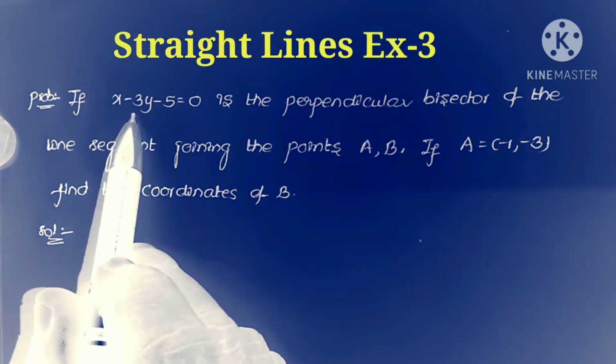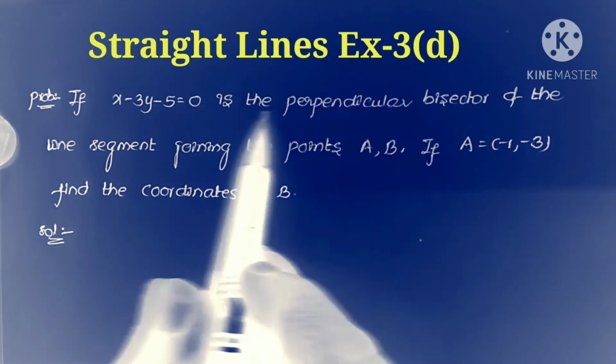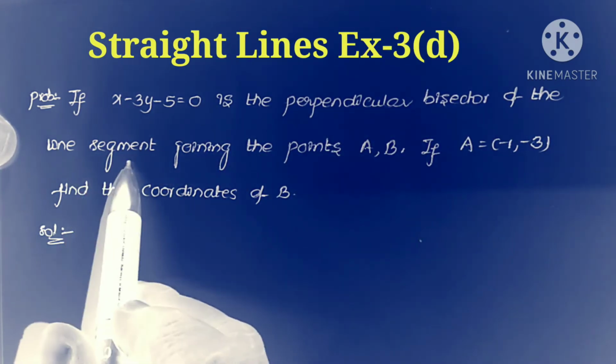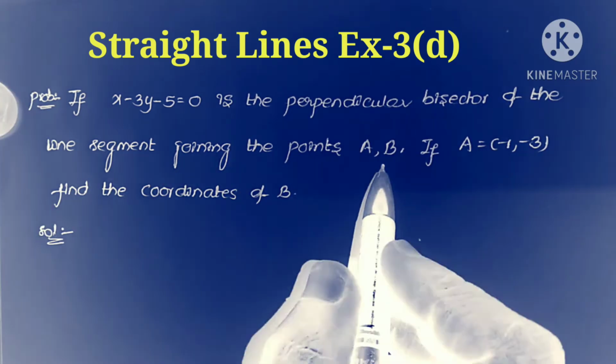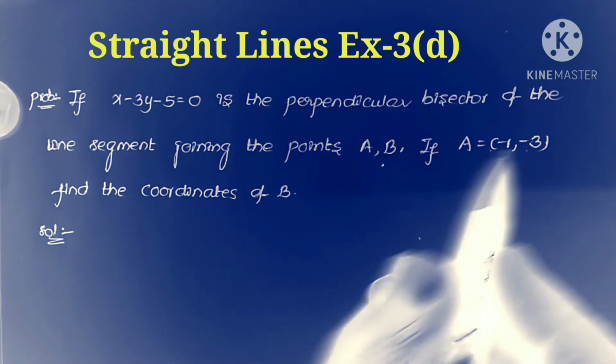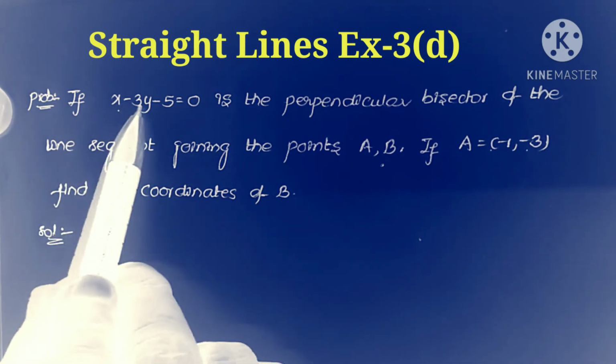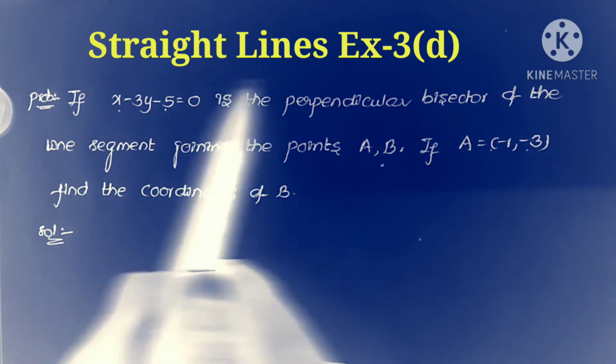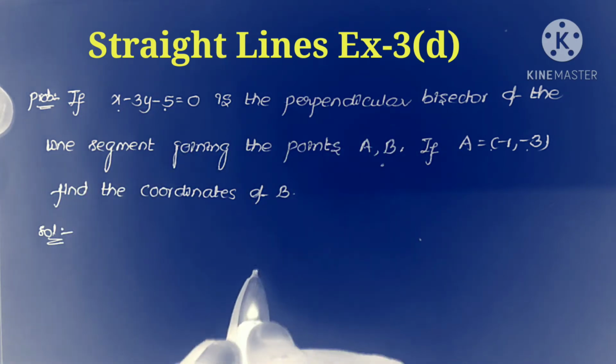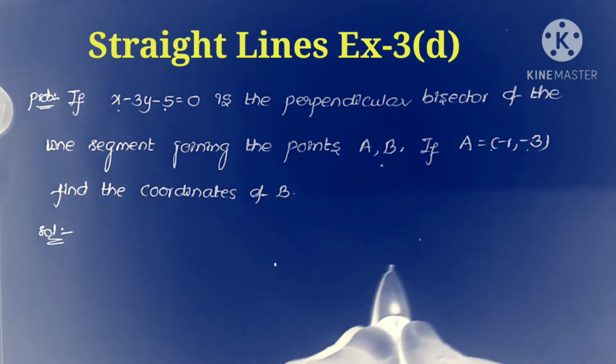First problem: if x minus 3y minus 5 is equal to 0 is the perpendicular bisector of the line segment joining the points A and B, and if A is equal to (-1, -3), then find the coordinates of B. So, given that x minus 3y minus 5 equals 0 is the perpendicular bisector of the line segment joining the points A and B.